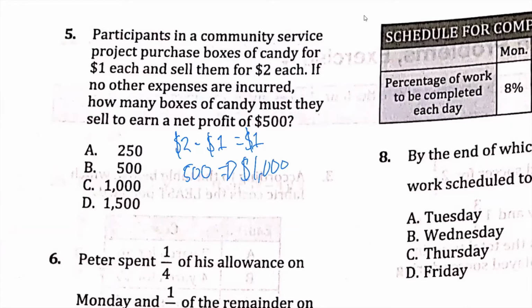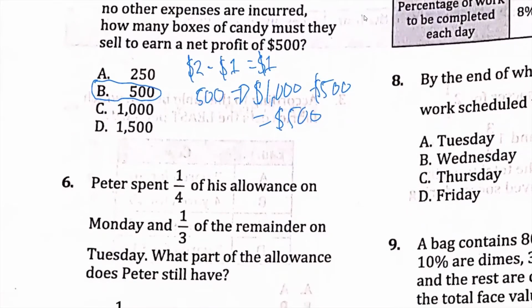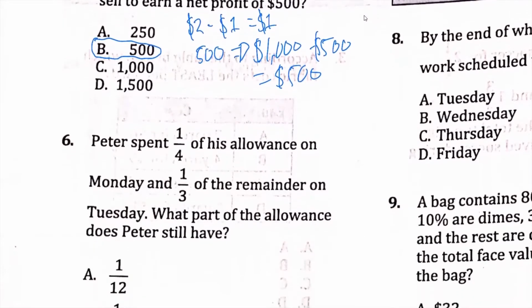But I don't keep all that. I have to take away the cost, right? So 1,000 minus 500 is going to be $500. So yes, B is going to be my answer. 500 boxes, right? That is how you do that. Might be a little confusing, but straightforward. You got to write it out.